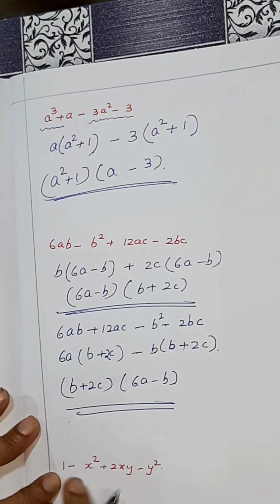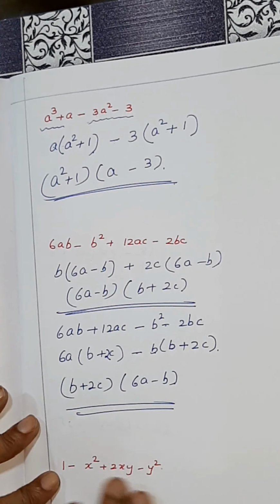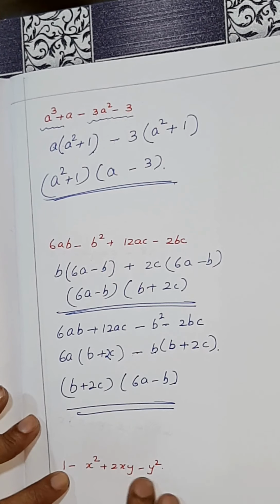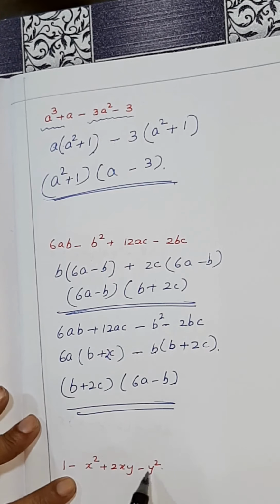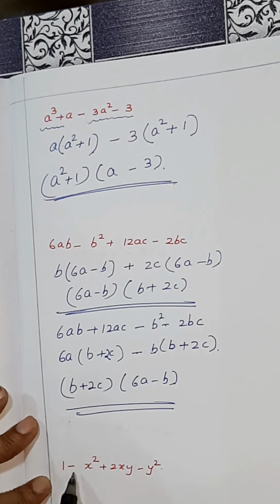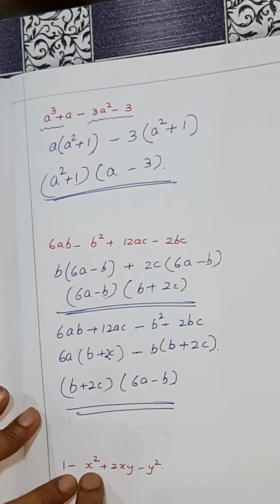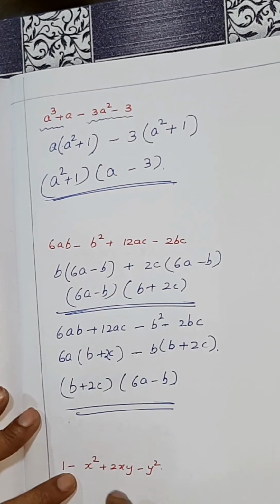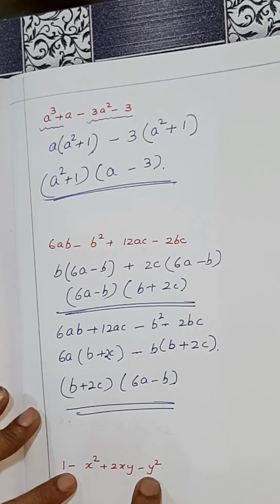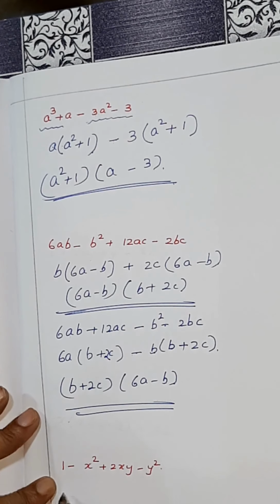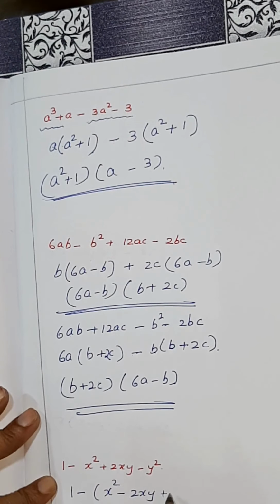Now here again there are 4 terms, but if you see, you cannot pair anything. If you take these two, you don't have anything common. But if you see these 3 terms, you can say that this is of the format a squared plus 2ab plus b squared. So we will rewrite this as 1 minus of x squared minus 2xy plus y squared.